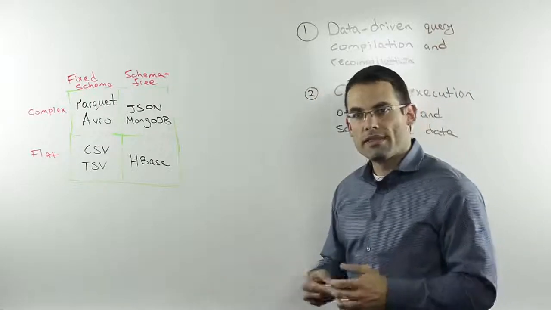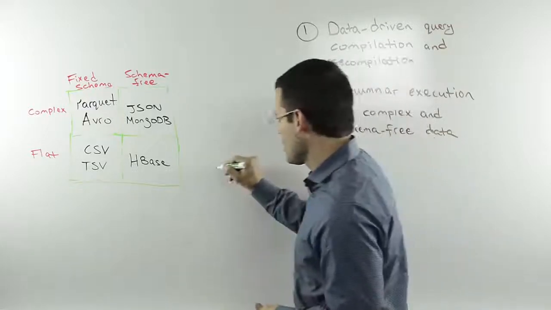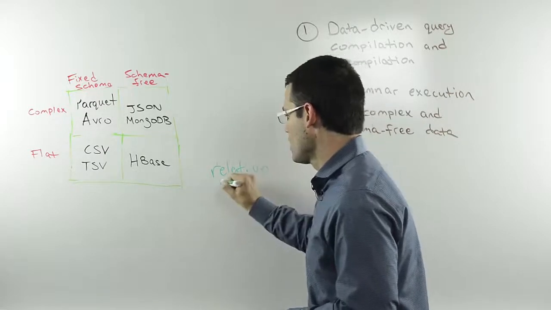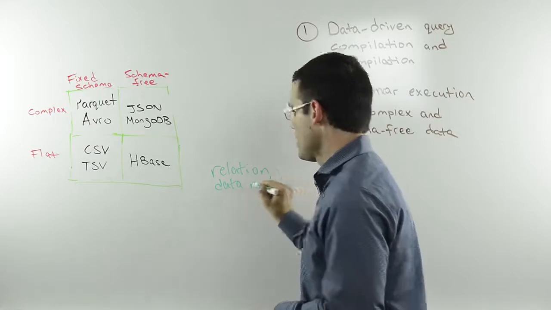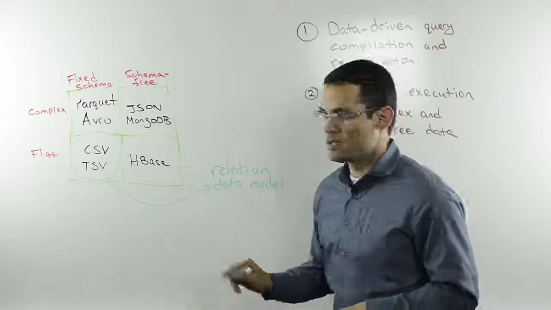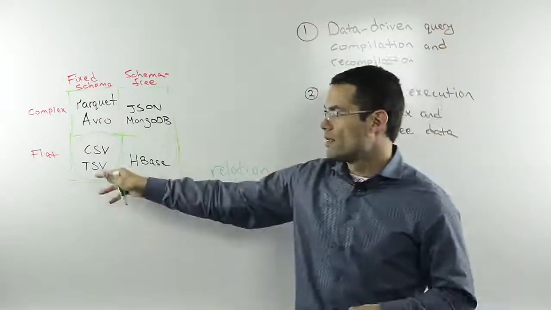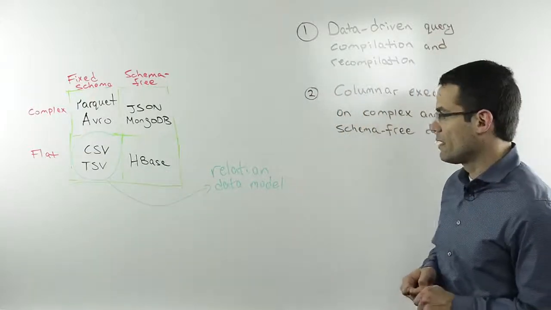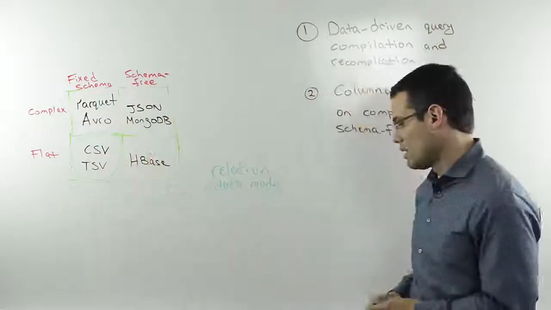In terms of the data model, the traditional relational data model, which is what every other SQL engine uses, is a great fit for this kind of data, right? You can very easily use a standard SQL query engine and query this kind of flat, fixed schema data, the data that has a fixed schema and doesn't have any arrays or any nesting.